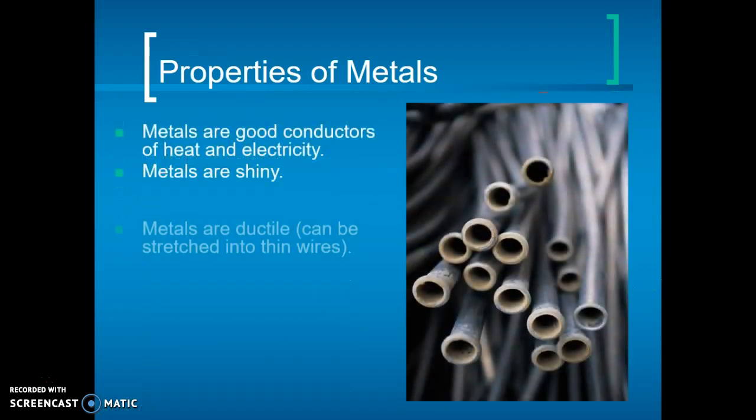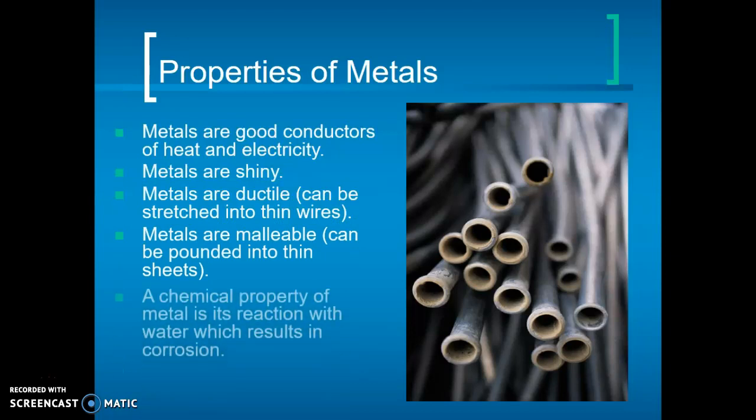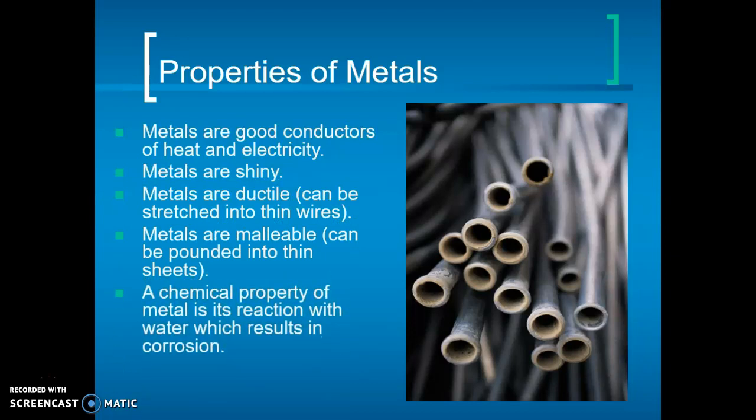Properties of metals. Metals are to the left of the periodic table. They're good conductors of heat and electricity. They're shiny, they're ductile, they're malleable, and they generally react with water. First, maybe as corrosion, but if it's very reactive, it might even burn. Right. So, why do metals have these properties?